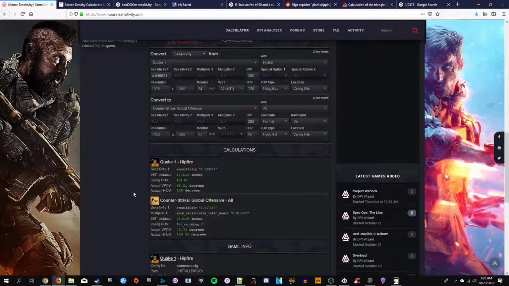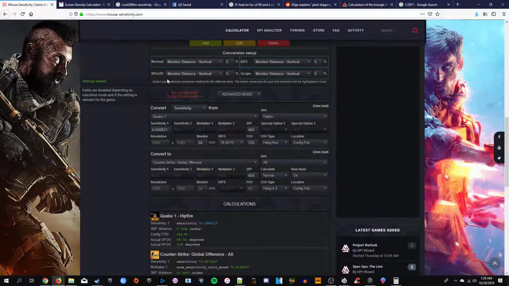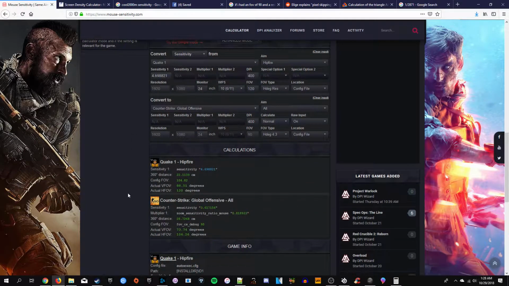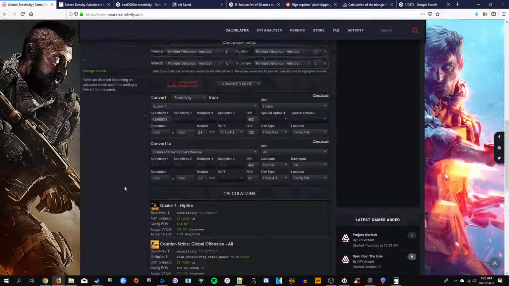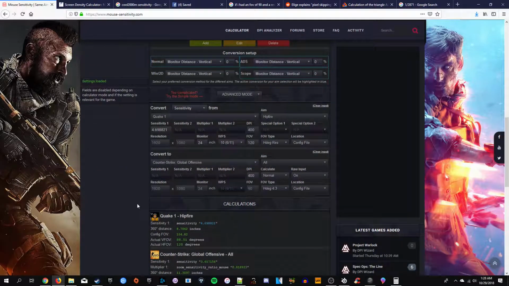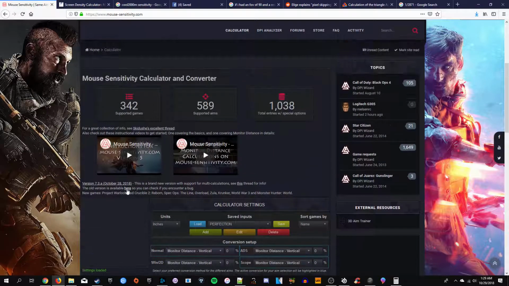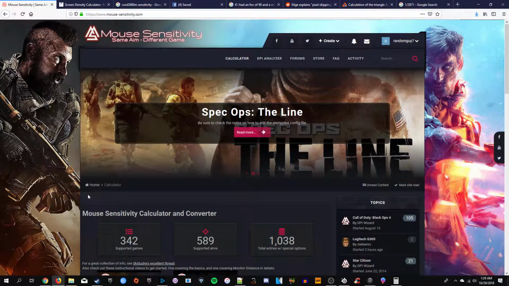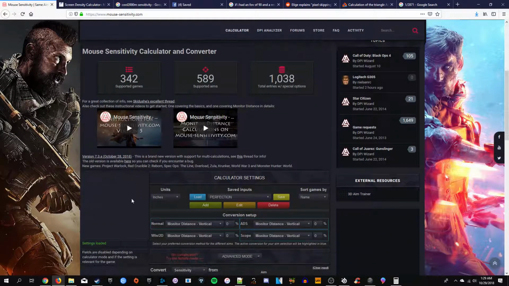So that's going to be 3.617154 for 200 degree field of view, or for 400, 3.617154 for a 300 degree field of view, and that's just under 30 centimeters, which is pretty standard. So let me know what you guys think. It's a lot of math, and I'm hoping that mousesensitivity.com adds this, because this easily has changed the entire way I play.